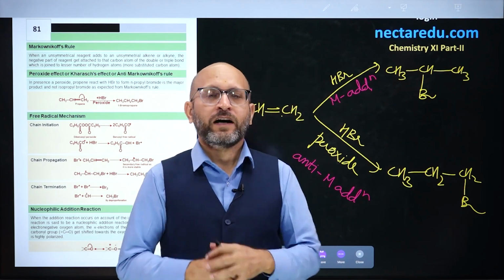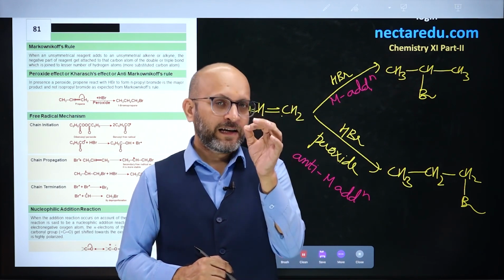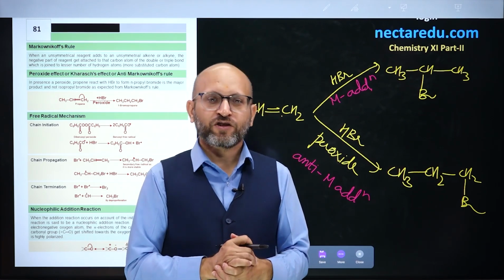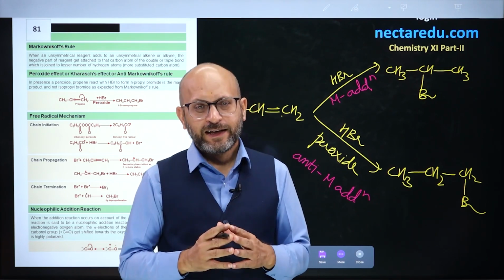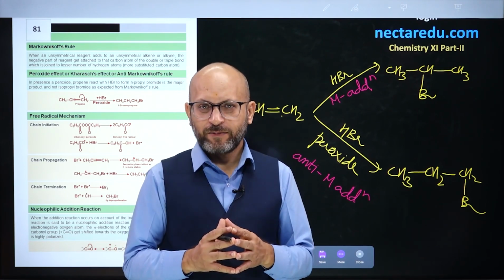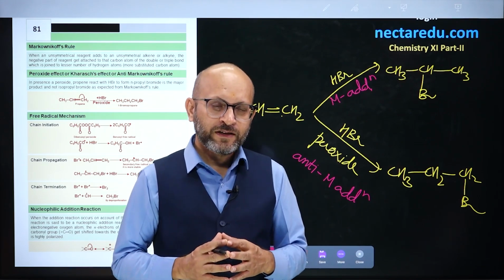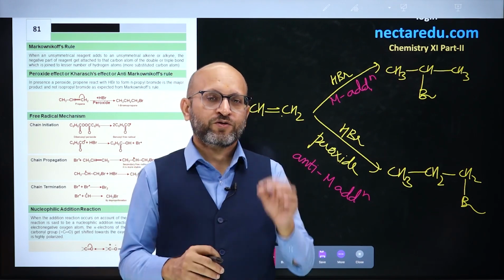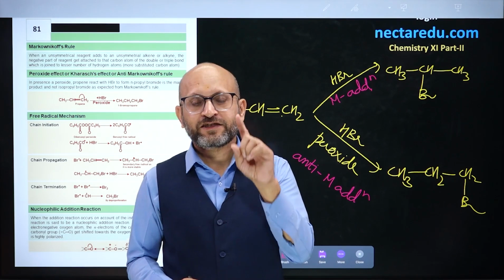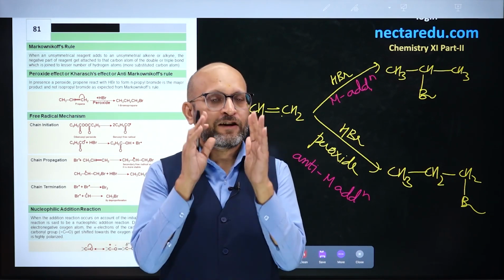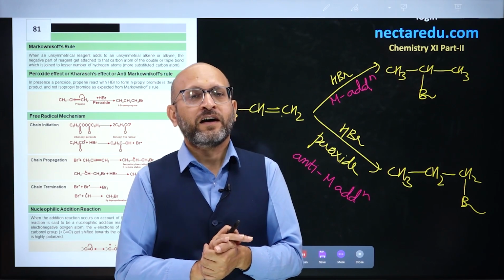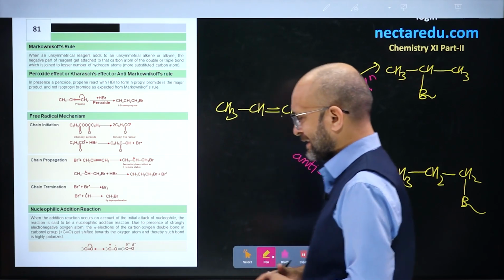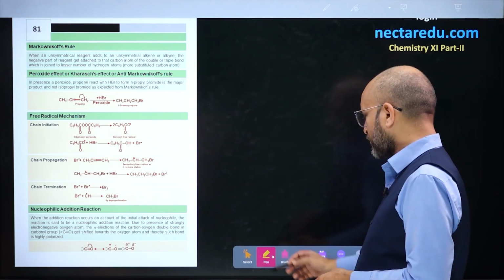HCl will not show anti-Markovnikov addition because in HCl the bond cleavage is an endothermic process, whereas HI does not give Kharash effect because in HI the I free radical is not stable, which is required for this reaction. I free radical combines with another I free radical and it forms I2. So HI will not give this reaction, HCl will not give this reaction, and only HBr gives anti-Markovnikov addition in the presence of peroxide. Now let us see what mechanism is followed.